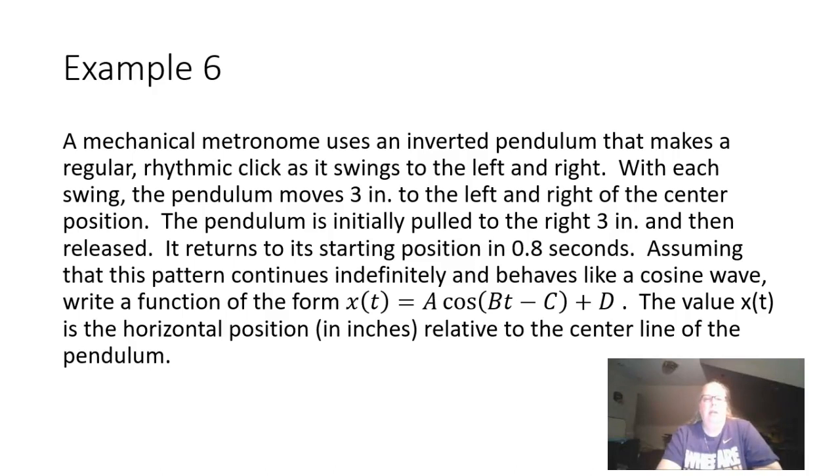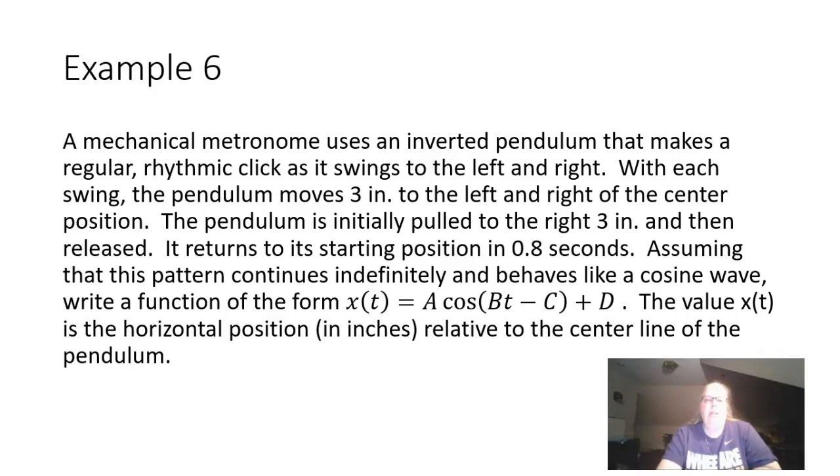Example 6. A mechanical metronome uses an inverted pendulum that makes a regular rhythmic click as it swings to the left and right. With each swing, the pendulum moves 3 inches to the left and right of center position. The pendulum is initially pulled to the right 3 inches and then released. It returns to its starting position in 0.8 seconds.